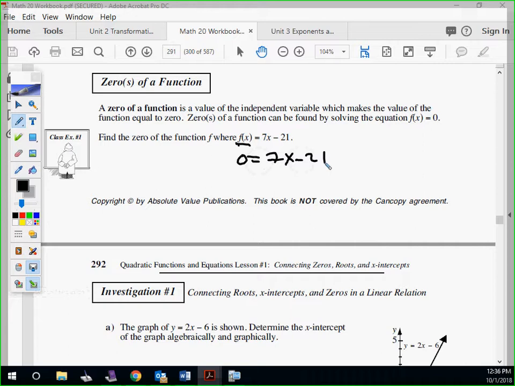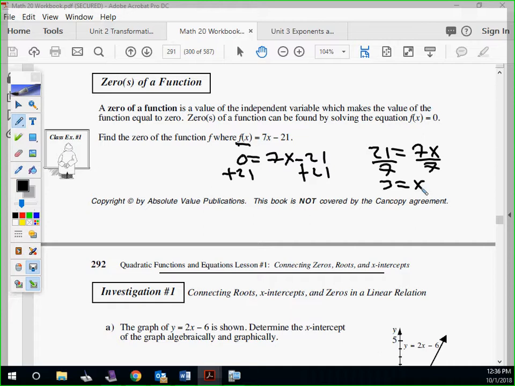These are linear. Okay, these are linear. We're going to be doing squares and quadratics, though. Okay, they're just setting you up. Yeah, so this one's x is 3. So you're going to add 21. 21 equals 7x. Divide by 7. Divide by 7. x equals 3.